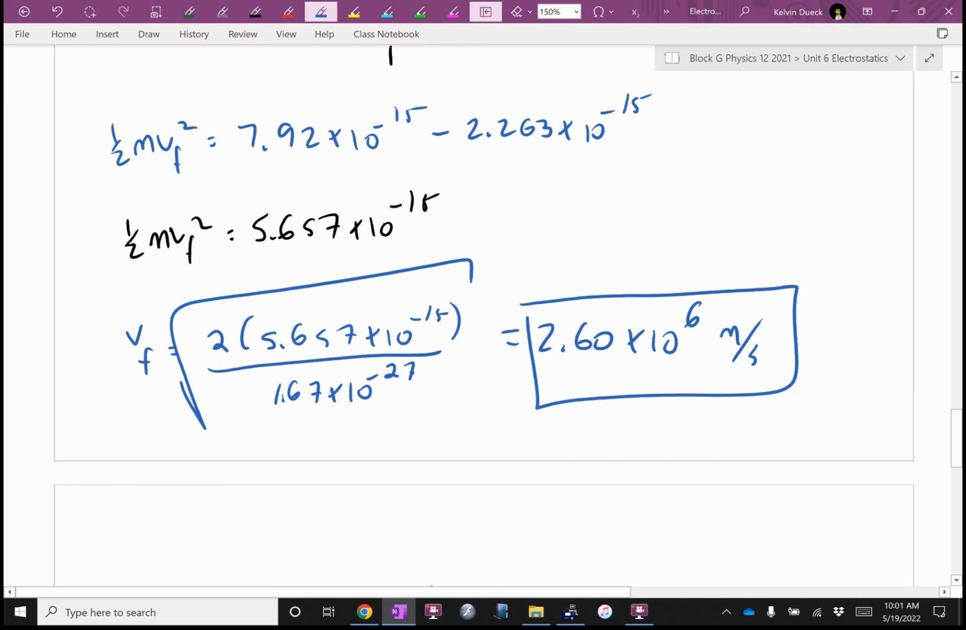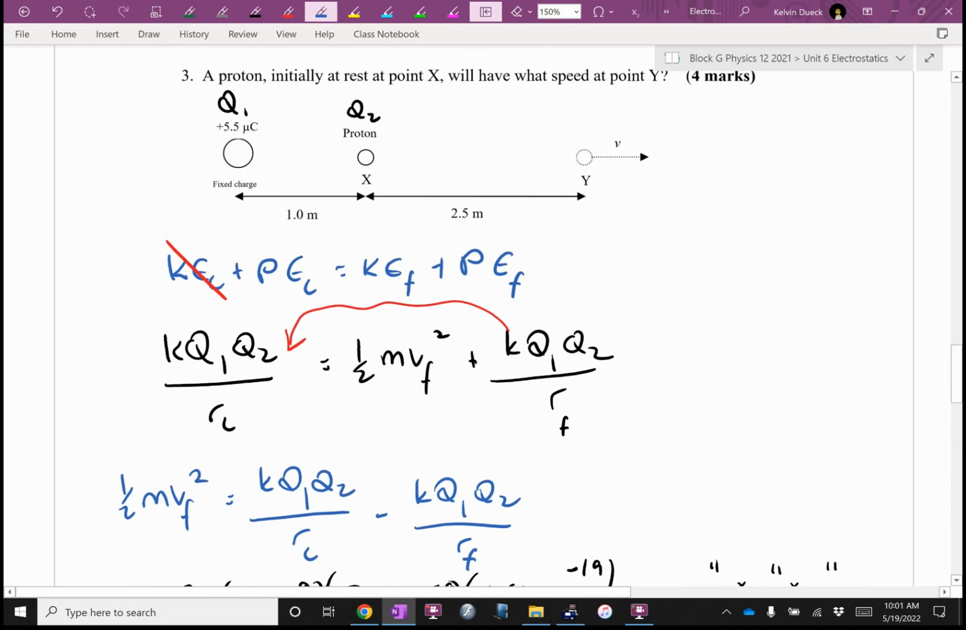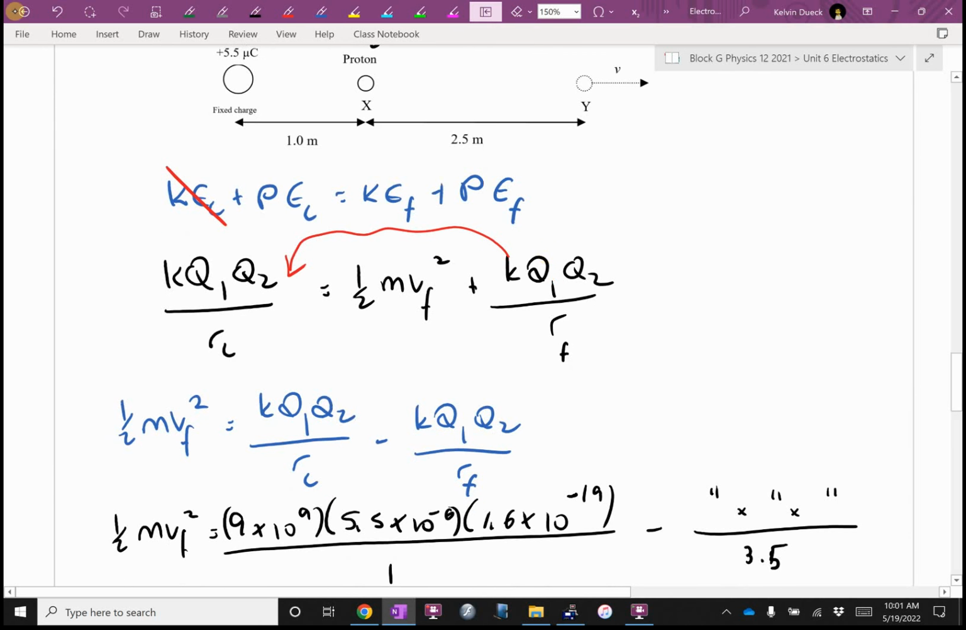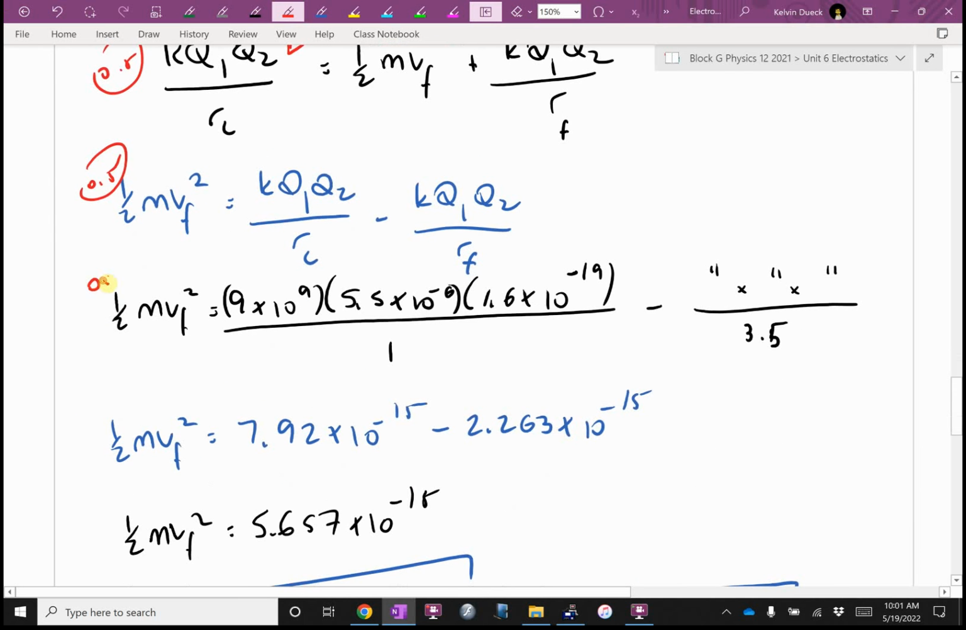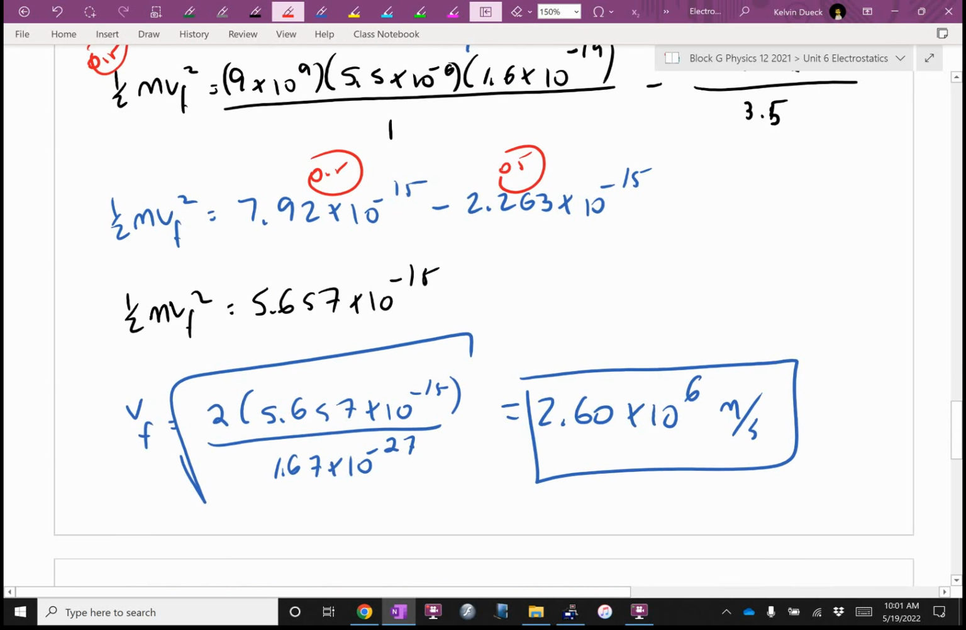Is that right? People nodding? So if you got that, 4 out of 4. Otherwise, I'd probably make this a 7-mark question on the written section of your test because it's a lot of work. I would probably go half mark for each of those steps, and then a half mark for the answer. Something like that.